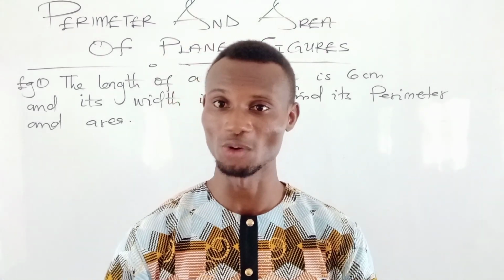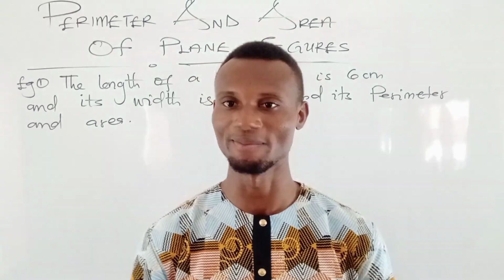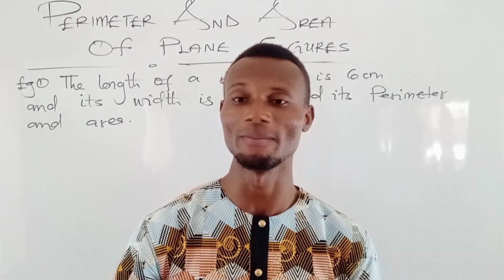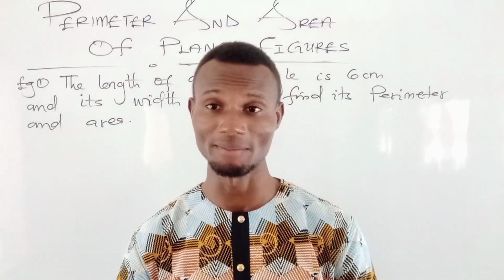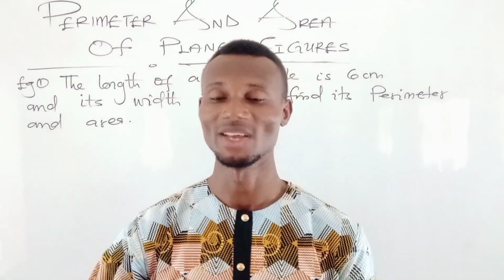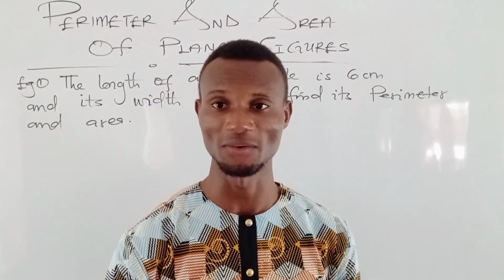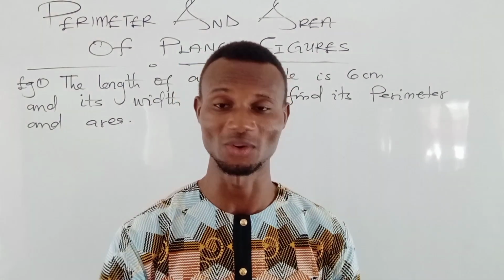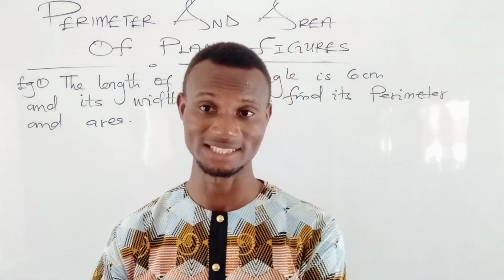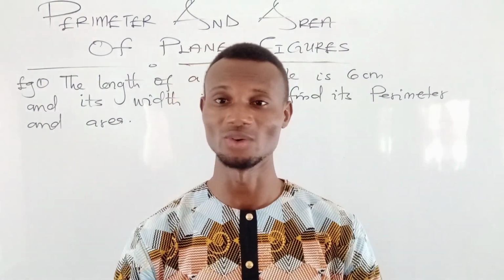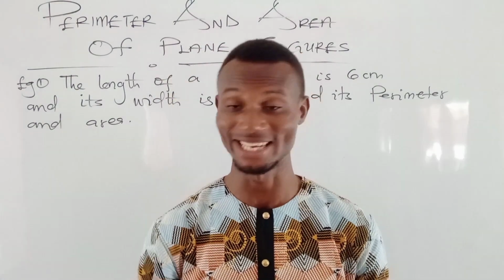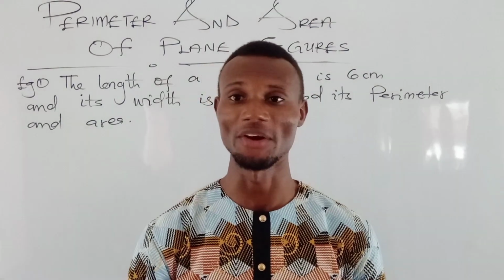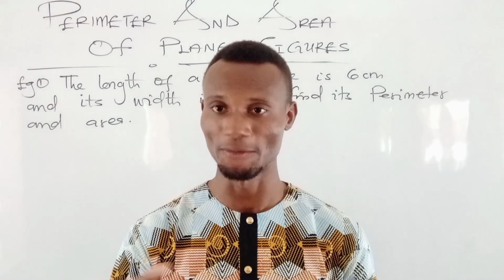In the first video we explained what perimeter is, we explained what area is, and also we proved the formula for finding the perimeter of a rectangle and also the area of a rectangle. And we are using that knowledge here to solve questions. So watch the first video so that you easily get what we are doing in this session. So this is example 1 on the perimeter and area of a rectangle.